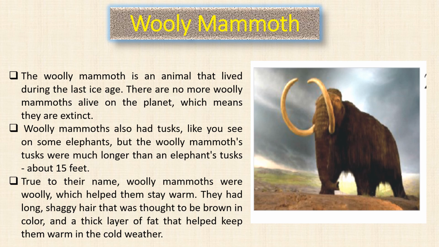The woolly mammoth also had tusks like you see on some elephants, but the woolly mammoth's tusks were much longer than the elephant's tusks, about 15 feet. And they had long shaggy hair that was thought to be brown in color and a thick layer of fat that helped keep them warm in cold weather.